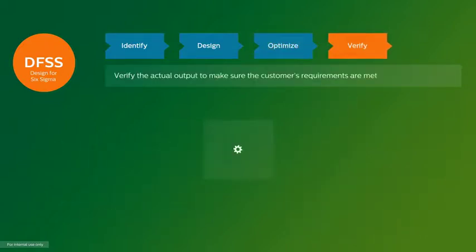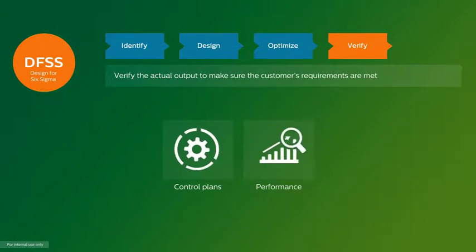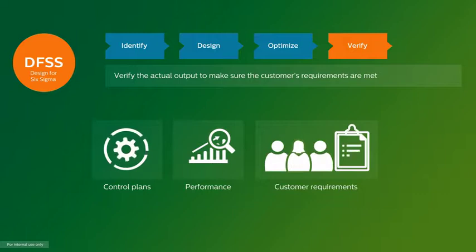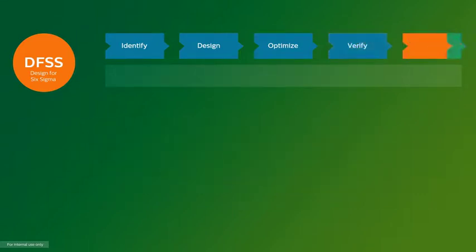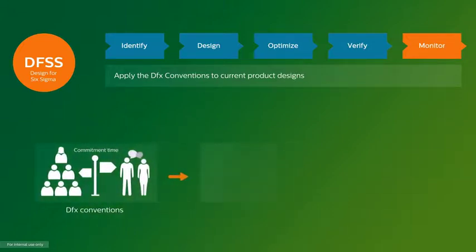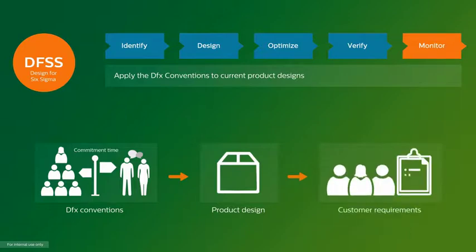Further, develop control plans to ensure that the product or process performance is sustained over time. This will also help verify the actual output to ensure that the product or process meets customers' requirements. Finally, apply the DFX conventions, which is a subset of DFX, to the current product designs. This helps define ways to continue to meet the customer and business requirements with more cost-effective solutions.